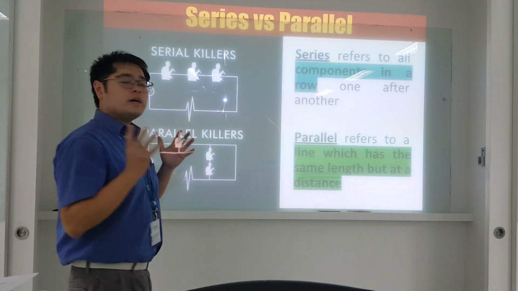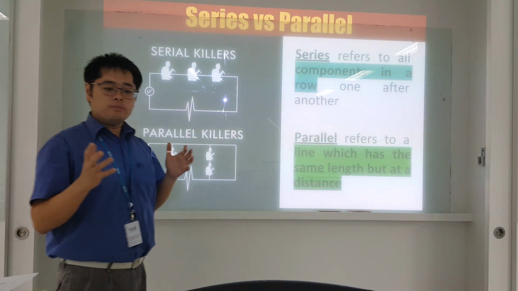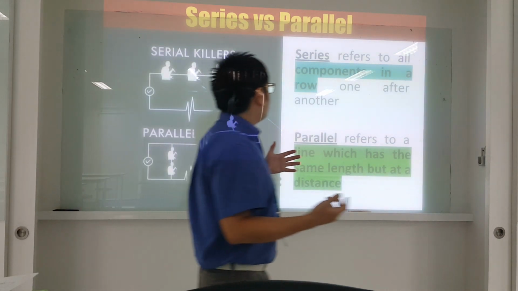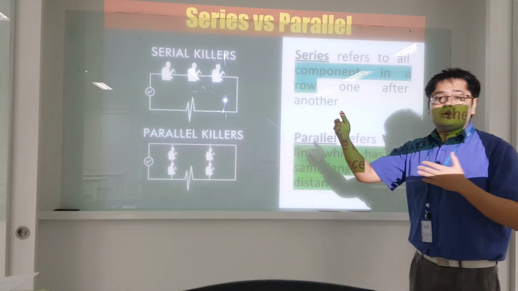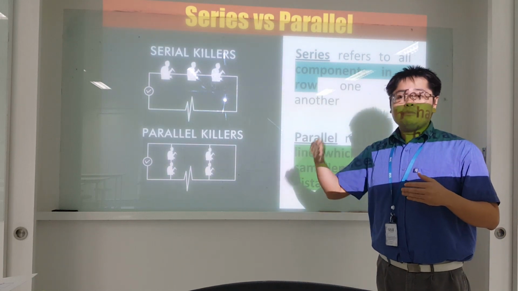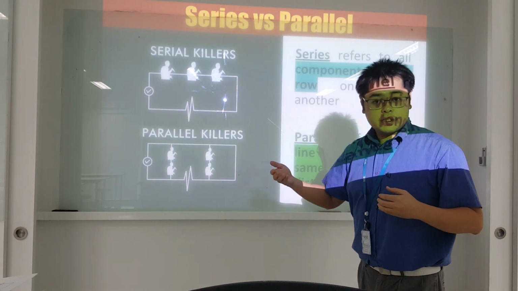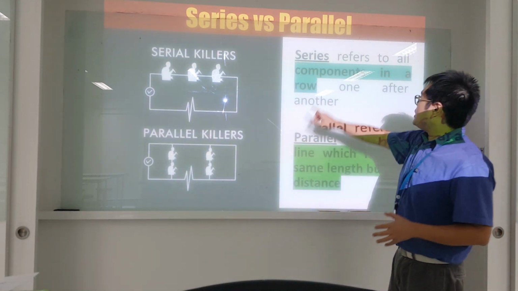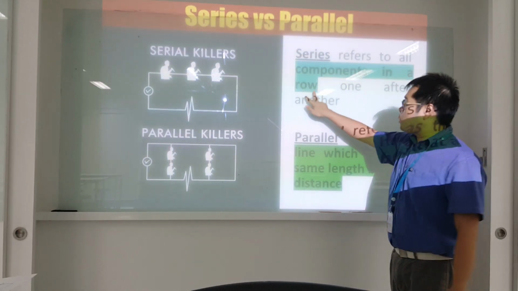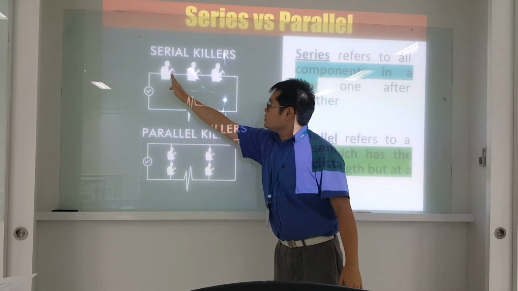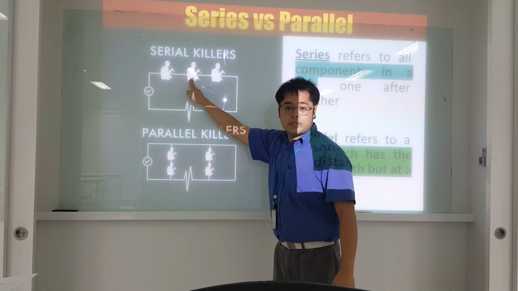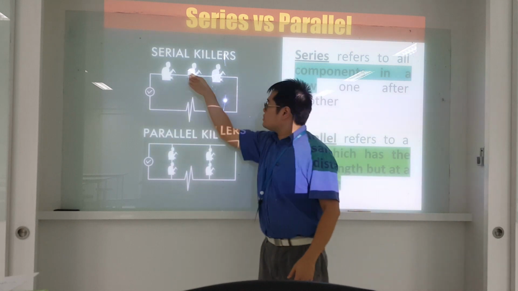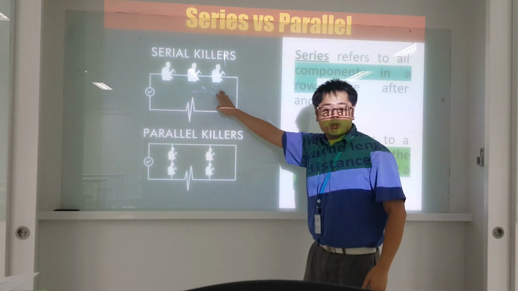Now, on the concept of series and also parallel, if we talk about serial killers, for example, you are referring to a serial killer who is going for his murder victims, murder after murder. And in the case of the series circuit, you've got to think of the concept as components in a row. If you have one component here, another component here, and another component here, it is what we call in series, just like serial killers, one after another.